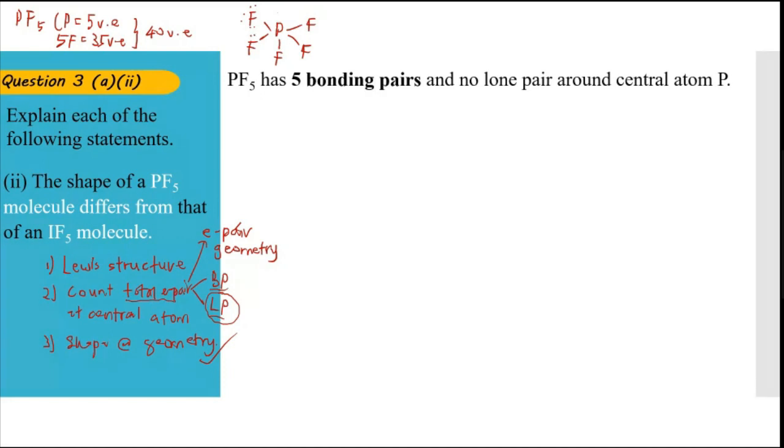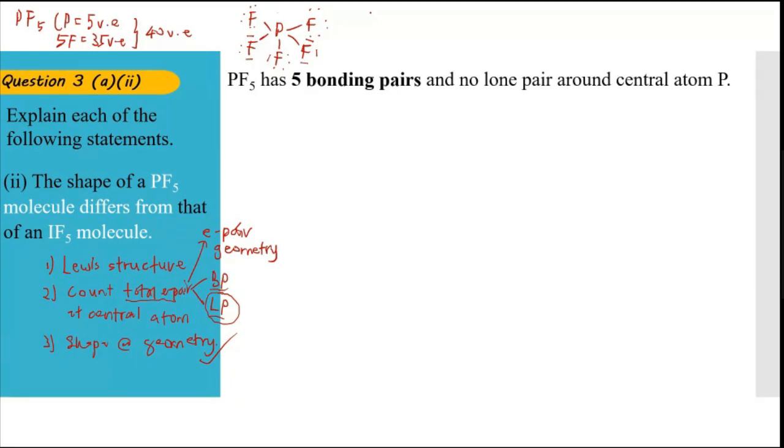F 1, 2, 3, 4, 5, 6. The dot tend to stick to each other. Some problem with my stylus. Doesn't matter. So you understand what I'm drawing. I'm drawing octet around each atom, bonding atom. So octet means 8. 8 times 5, 40. All used up already. And central atom already more than octet. So this is the Lewis structure.